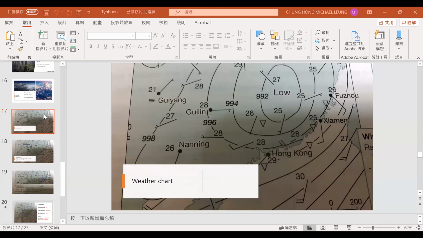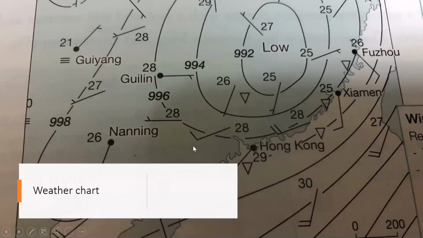Okay, so today I'm going to talk about the weather chart. This is the weather chart. And you see there is a black line in a circular shape. And you see the number 994, 992 is the isobar, which shows the air pressure.